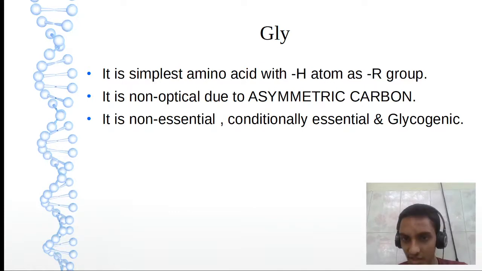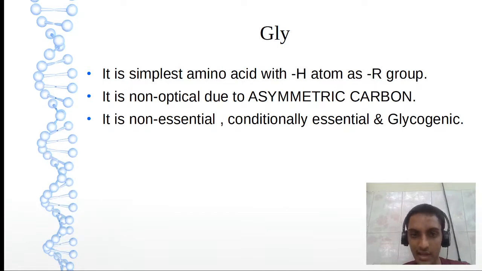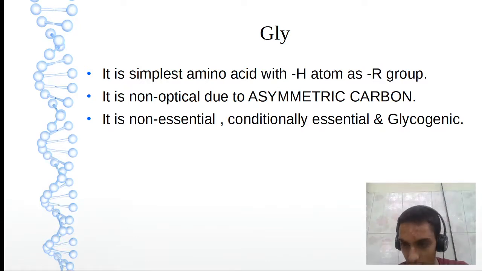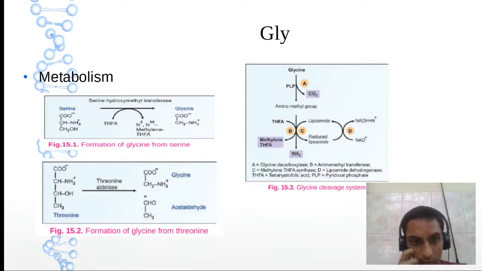It is the simplest amino acid and the R group here is a hydrogen atom. It is in the list of 20 amino acids. Glycine is the first amino acid. This is a non-optical amino acid due to the lack of an asymmetric carbon. This asymmetric carbon is very important. It is a non-essential, also conditionally essential, and glycogenic amino acid. We will try to identify the metabolism of glycine.